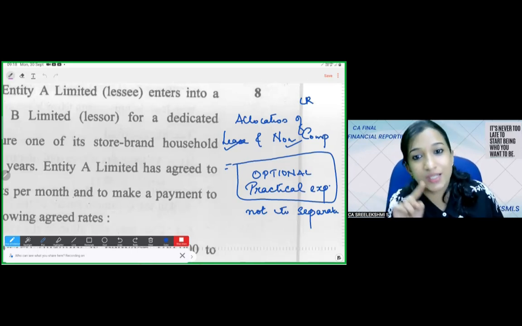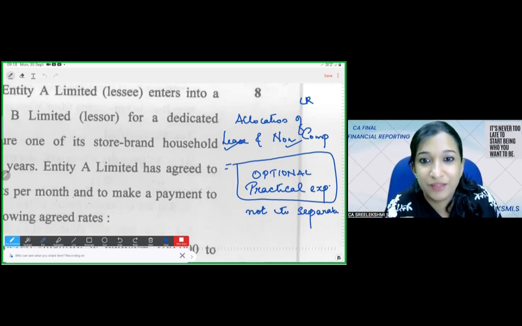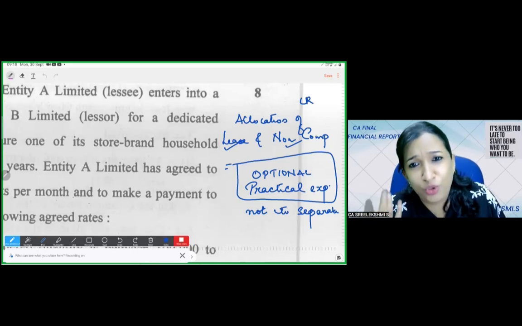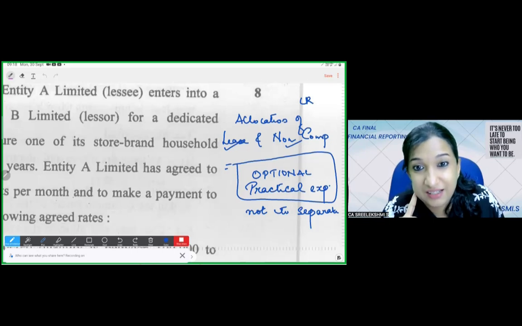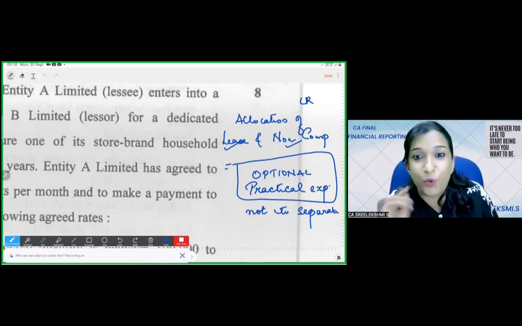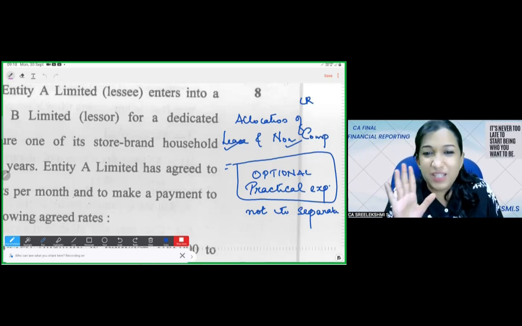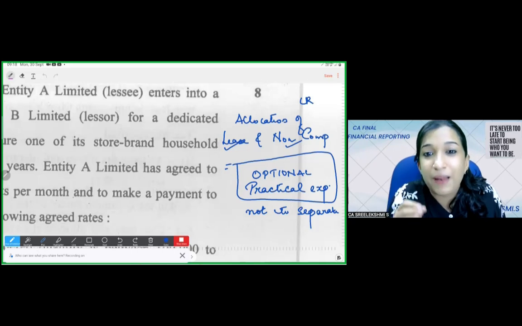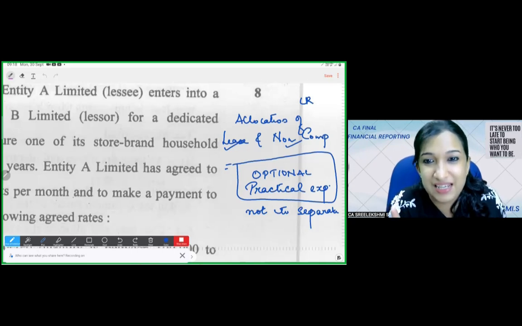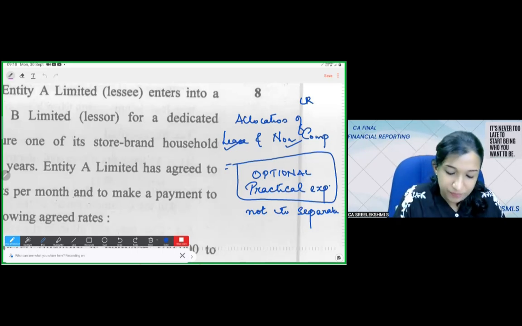That is why this question says the company is not taking that practical expedient. If you don't want to separate, you apply the practical expedient. But here, if you have listened to the question, the company says we do not require that practical expedient, which means we are planning to separate. Are you clear? We are separating. So how to separate?